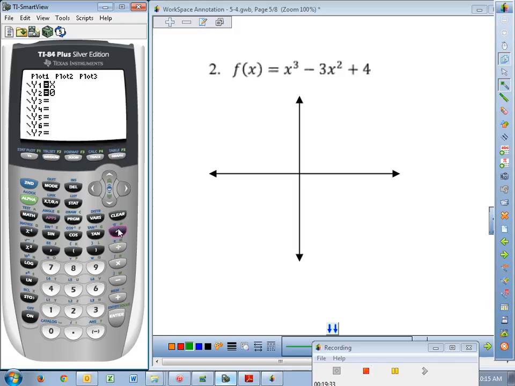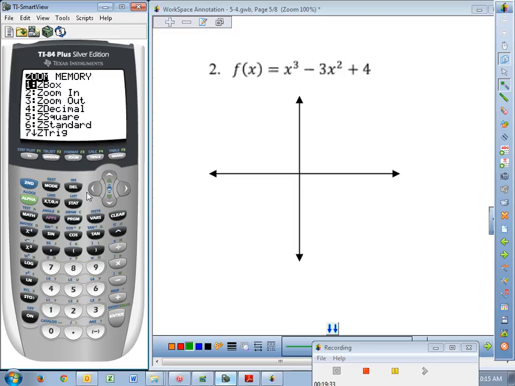X to the third minus 3x squared plus 4. Think about it before you hit graph. Where's the ends going? Same way or different ways? Different ways, right? That's an odd degree. That's a cubic. Cool. And I missed something here. I need an x in there. So how about x cubed minus 3x squared plus 4? Good. If I hit graph, it'll take me back to that same old one as before.